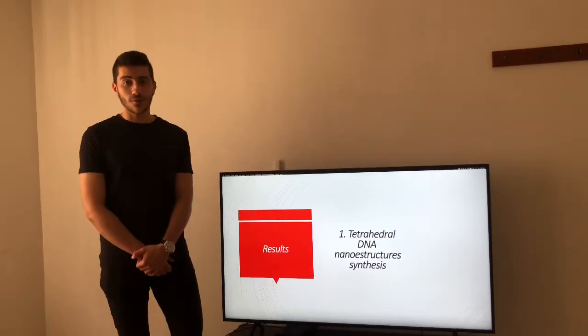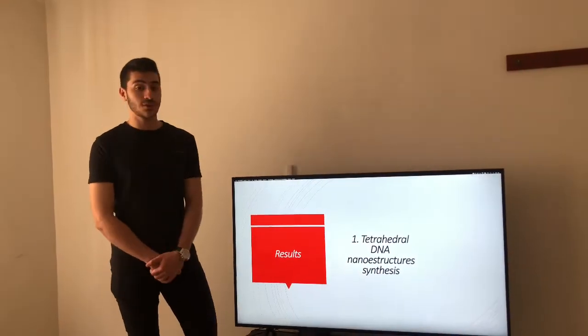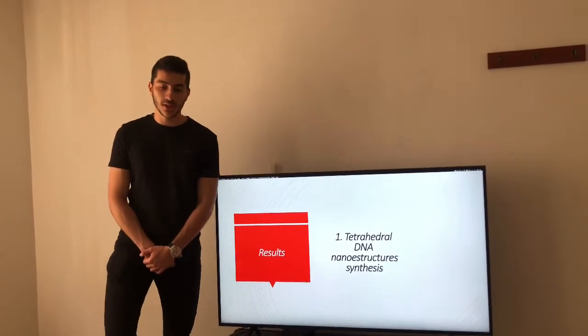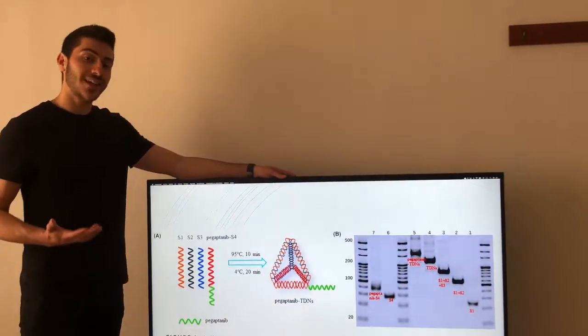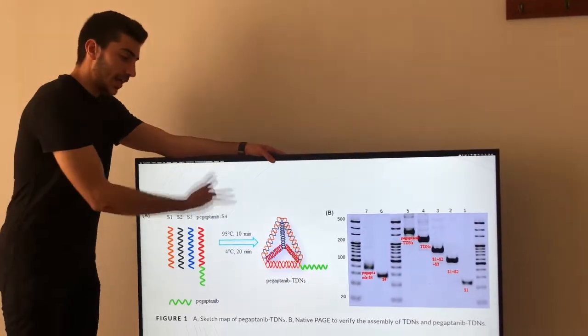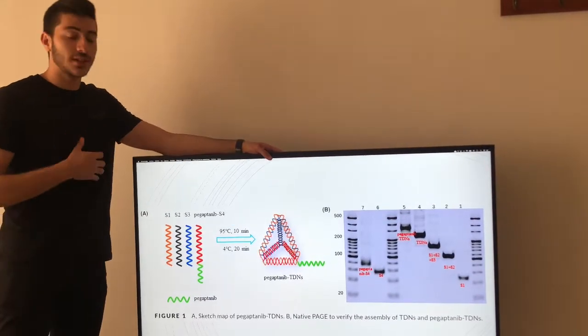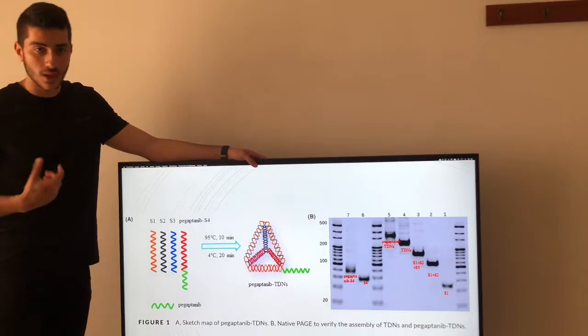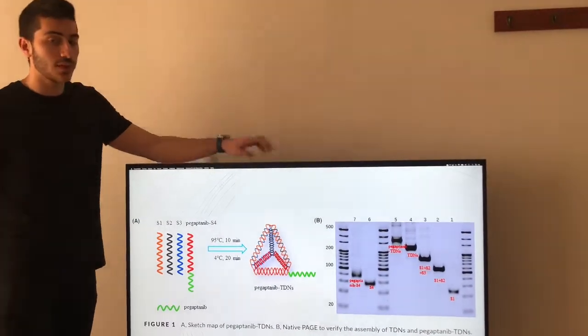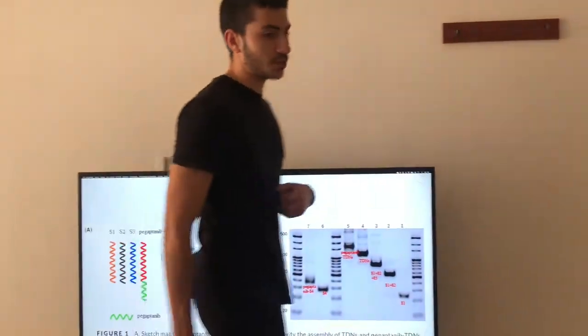The experiment offered 3 main results. The first one was the tetrahedral DNA nanostructure synthesis. In this image, the one to your left, you can see the diagram of the tetrahedral DNA nanostructure attached to the pegaptanib. Each strand represents a single-stranded DNA which has a different color, and the green strand represents the pegaptanib, which is always attached to the fourth single-stranded DNA. The image to your right represents a gel.